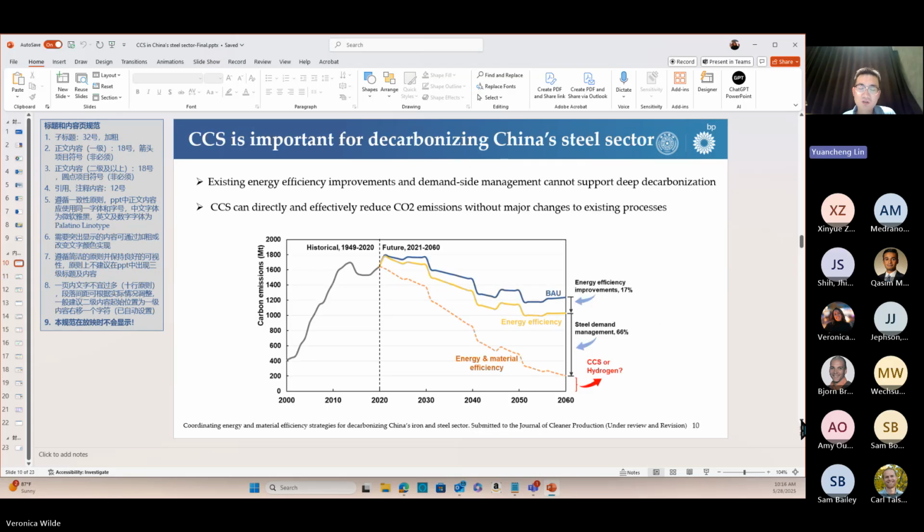Okay, this one. China's steel sector is the top emitting industry in China, so the decarbonization of China's steel sector is very important. But it is a typical hard-to-abate sector. So CCS and other technologies like hydrogen are very important for decarbonizing China's steel sector. Here we want to assess the cost and the potential of CCS in China's steel sector, so we want to conduct a deep analysis of the CCS network in China's steel sector. And this is the background. Okay, next slide.